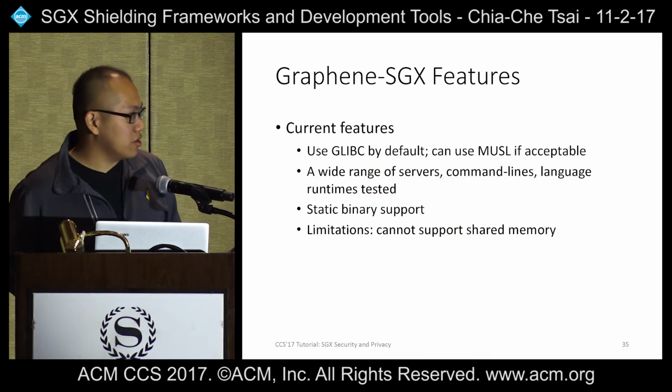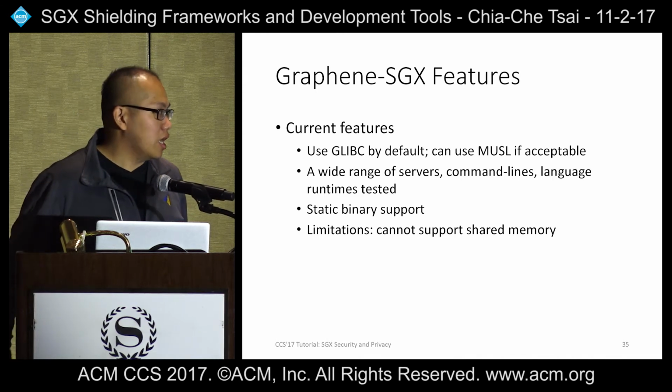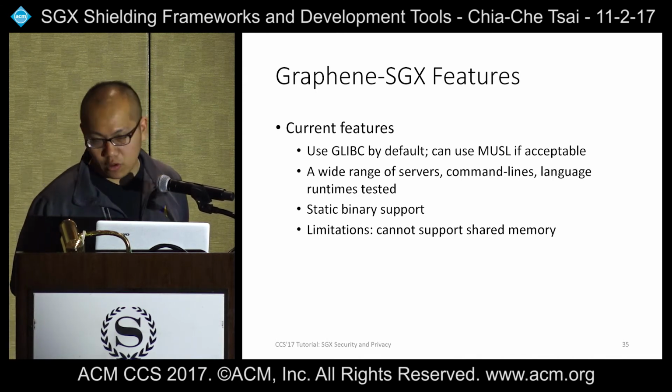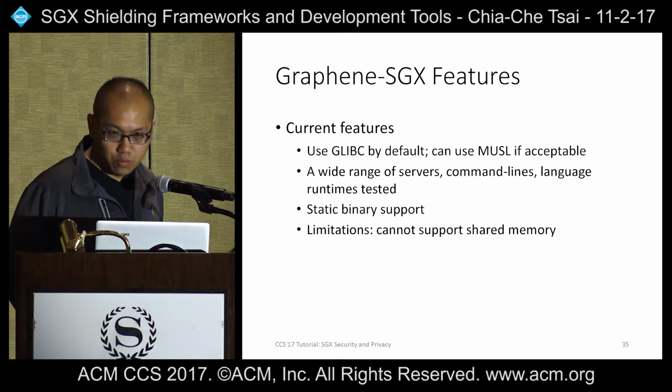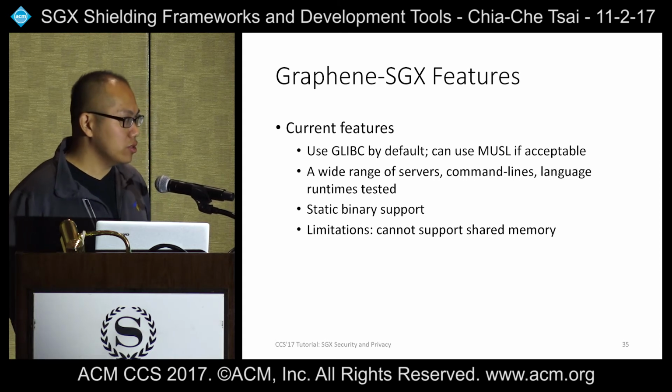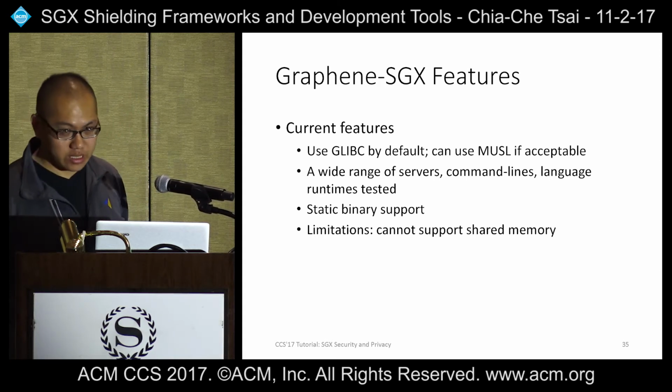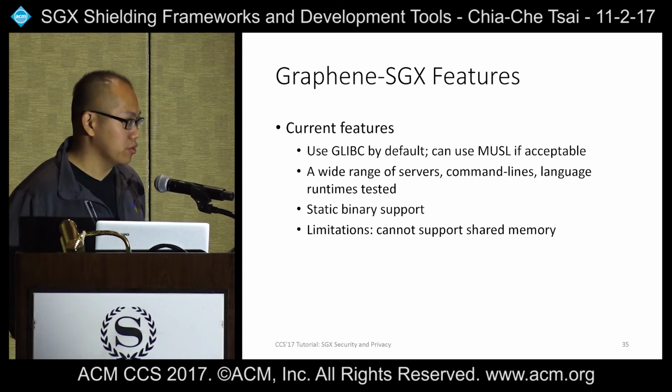And so this is the current Graphene-SGX features. Right now, it uses glibc by default because you want to support unmodified Ubuntu applications. But you can also use musl if you want. We have tested it and it completely works.